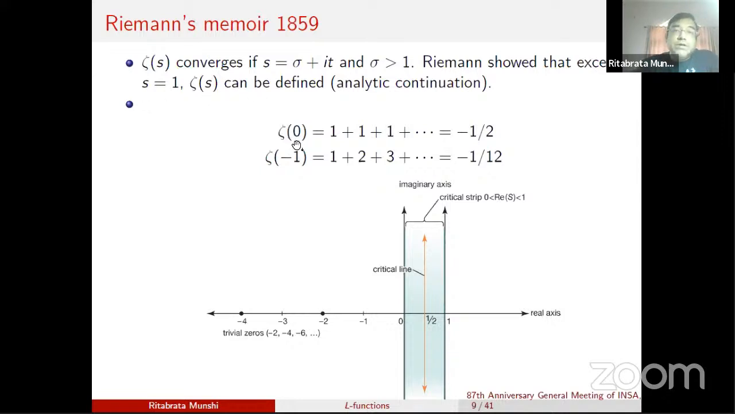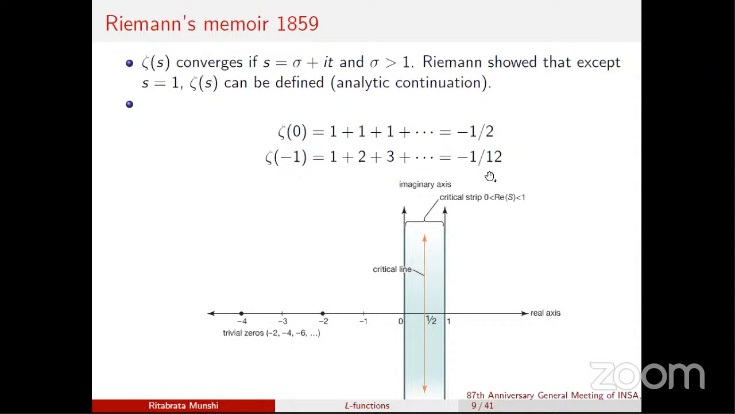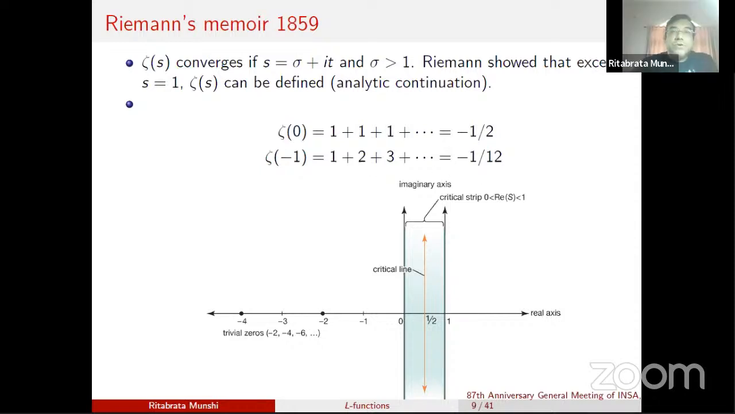For example, zeta(0), which is actually 1 plus 1 plus etc., will have to be minus 1/2, and zeta(-1), which is the sum of the positive integers, will be minus 1/12. Okay, so Ramanujan also wrote this down in his notebook, but he used his own ideas, his own methods, and not really complex analysis.